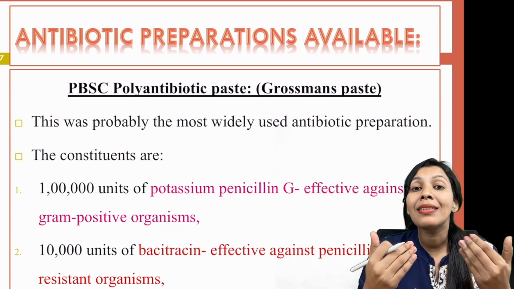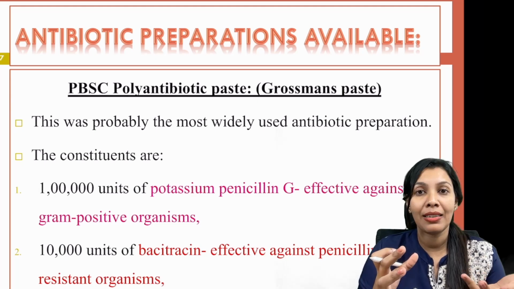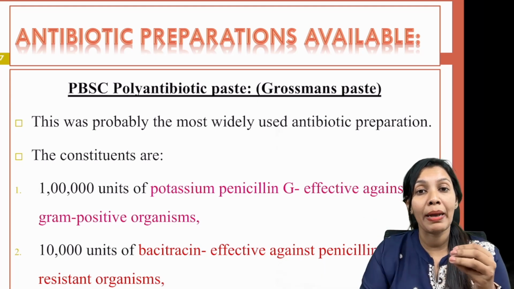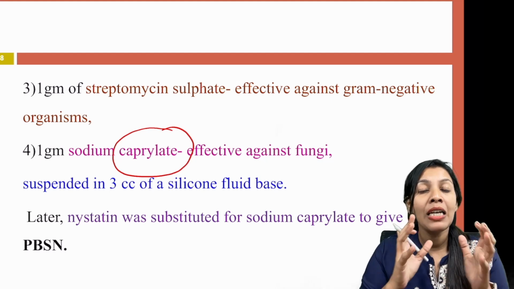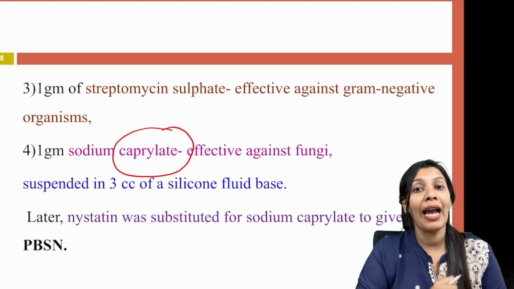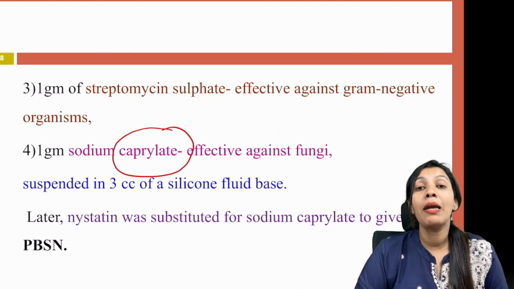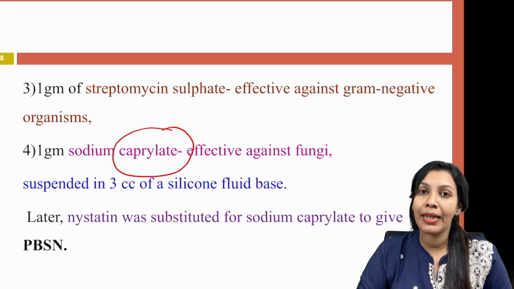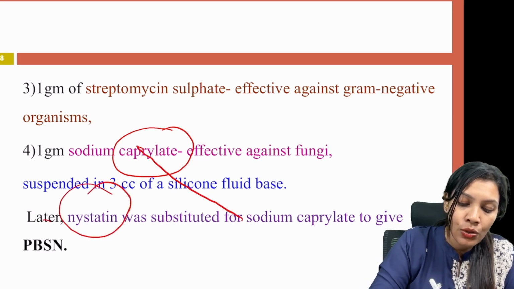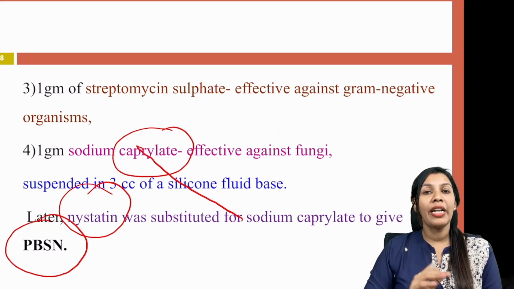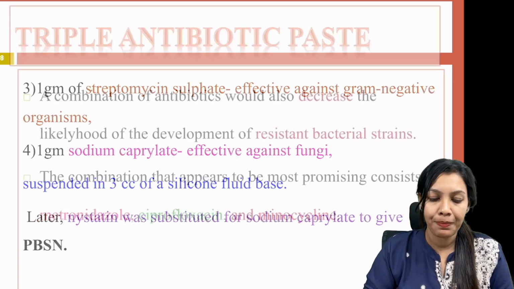So what does the bacitracin do? There are certain microorganisms which are resistant against penicillin. So the bacitracin kills those microorganisms, and streptomycin is having action against gram-negative organisms. Sodium caprolate is having action against the fungi. So there is a slight modification in the PBSC paste to PBSN paste, where the caprolate was replaced by nystatin. So it led to PBSN. So never get confused. Grossman paste is PBSC paste.